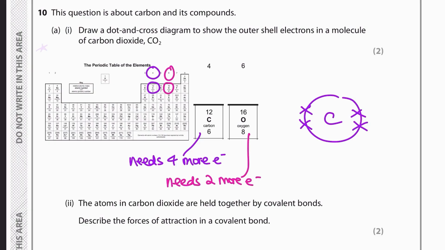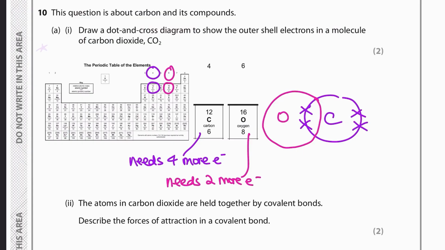Now, I'm going to draw one of the oxygens first. Let's draw the oxygen on the left-hand side first. The oxygen has 6 electrons. It needs 2 more. If you need 2 more electrons, it's fair game. You also have to share 2 electrons.